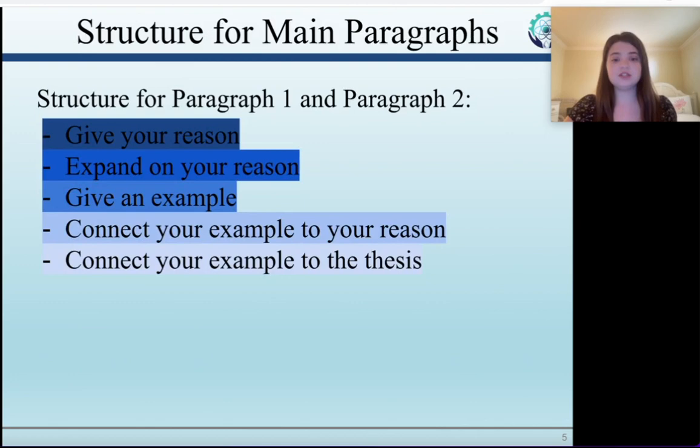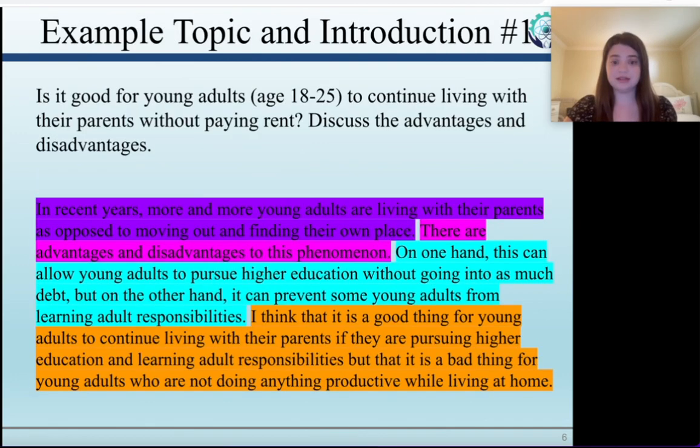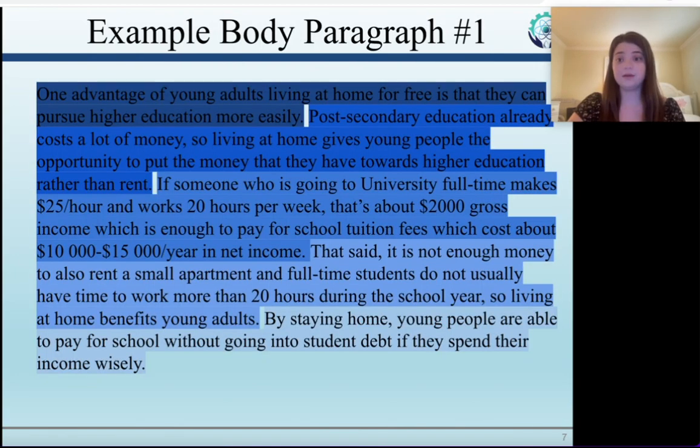Then, last but not least, we need to connect our example back to the thesis. So, what was the thesis again? It's basically that it's a good thing for young adults. It benefits them to continue living with parents if they're pursuing higher education. That's the part of our thesis we're going to connect to here. So, we're going to say by staying home, young people are able to pay for school without going into student debt if they spend their income wisely, right?